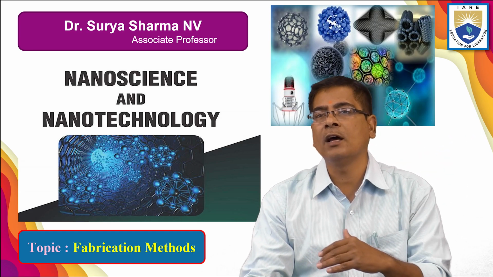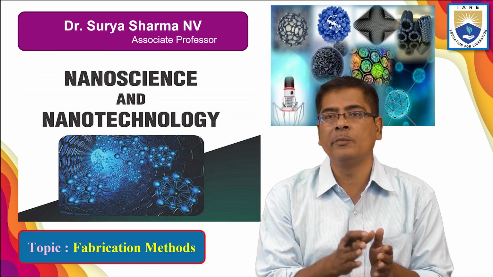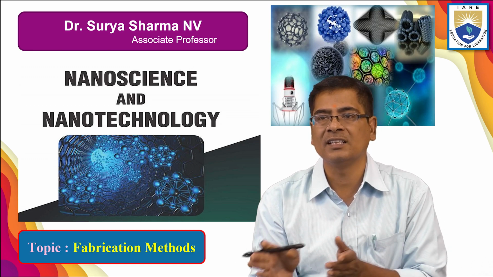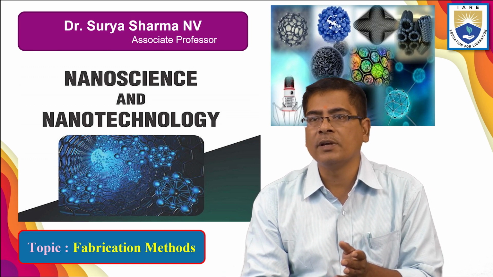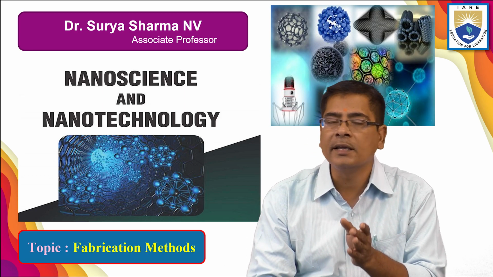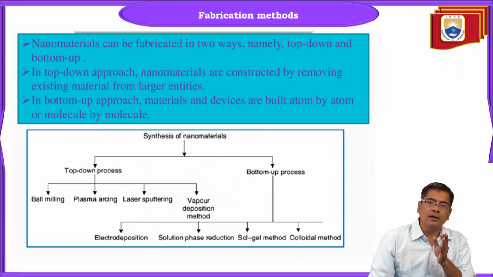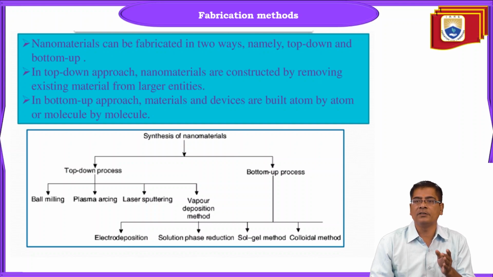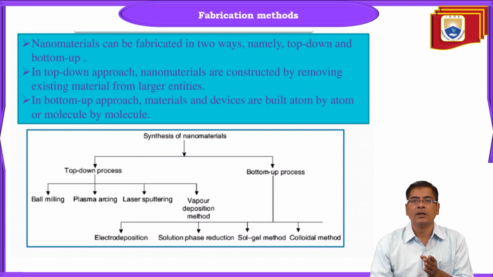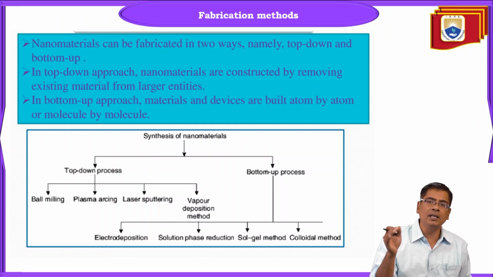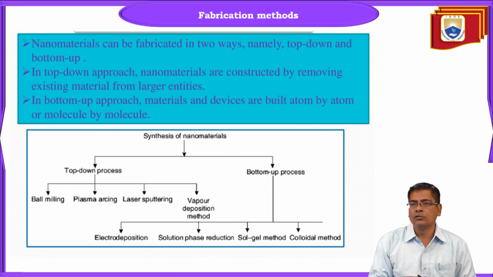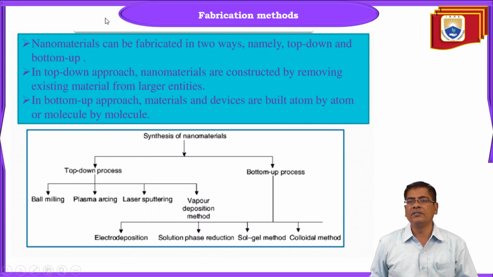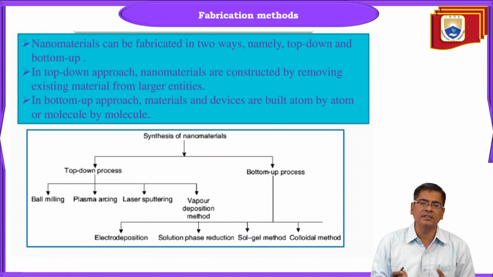So, nanomaterials can be fabricated by two methods, the top-down process and the bottom-up process. In the top-down process, we have ball milling, plasma arcing, and laser sputtering. In the bottom-up process, we have electrodeposition, solution phase reduction, sol-gel methods, and colloidal methods. In the previous lectures, we saw up to the colloidal method. In today's lecture, we will see solution phase reduction and electrodeposition, and how the materials can be synthesized.